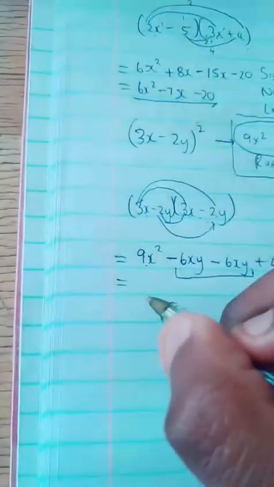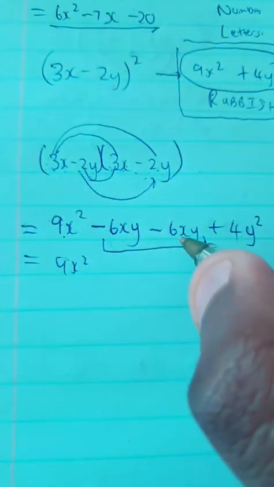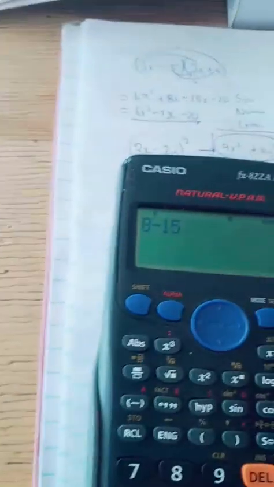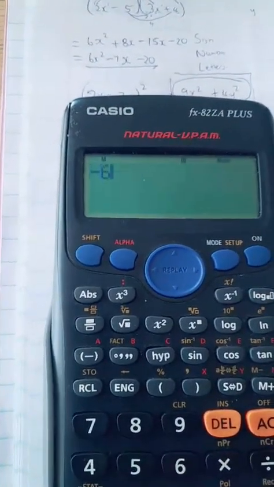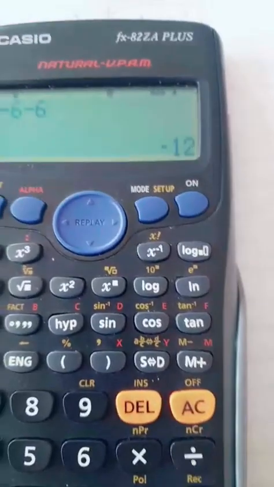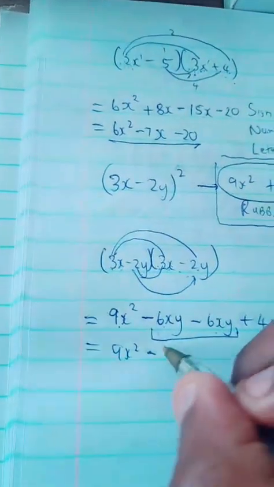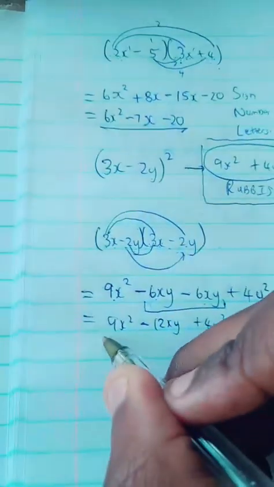All right? So therefore, our final answer will be 9x squared, middle term, minus 6, like I said again, let's go to the calculator. Minus 12, minus 6, say minus 6. You punch it into your calculator, say equal. Calculator gives you an answer. Negative 12, guys. Negative 12xy plus 4y squared.